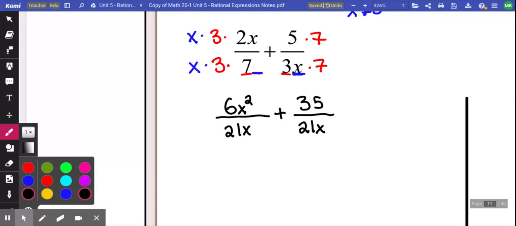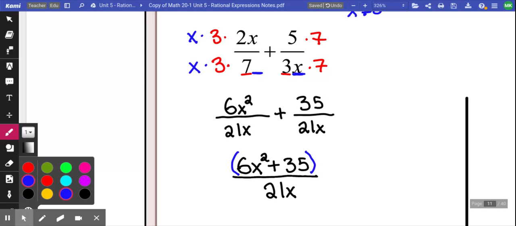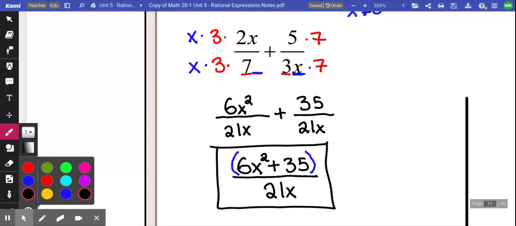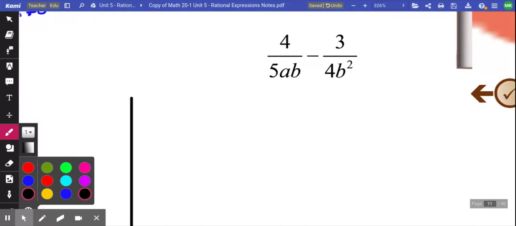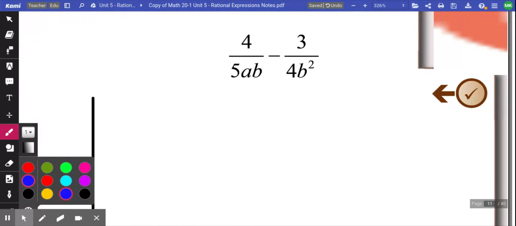Since I have a common denominator, I can now add and subtract the tops. It becomes 6x squared plus 35 divided by 21x. I know I'm done because I can't factor that top, right? No way I'm factoring that. And I cannot cancel out that binomial with anything. Cool. This one. I go and I get a common denominator by looking at the numbers.